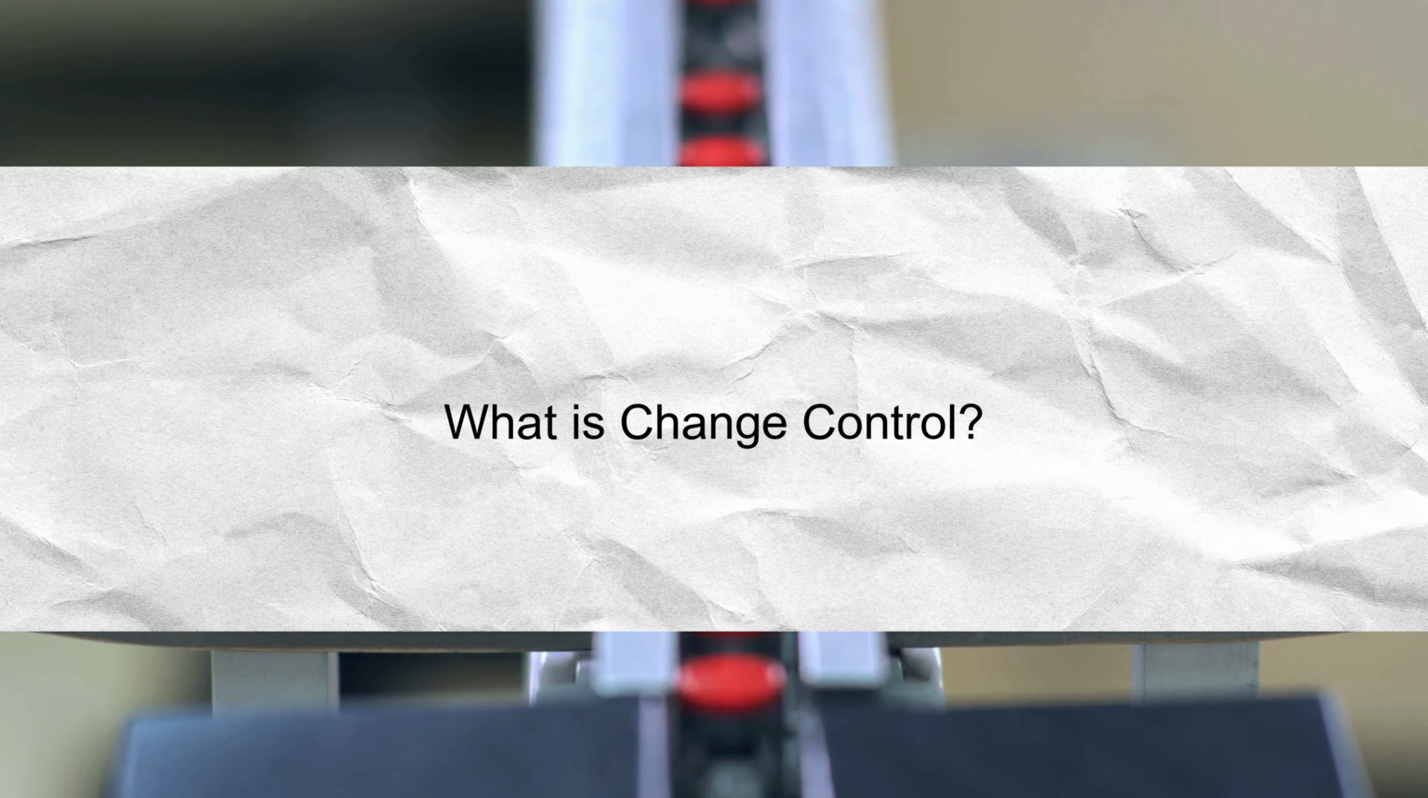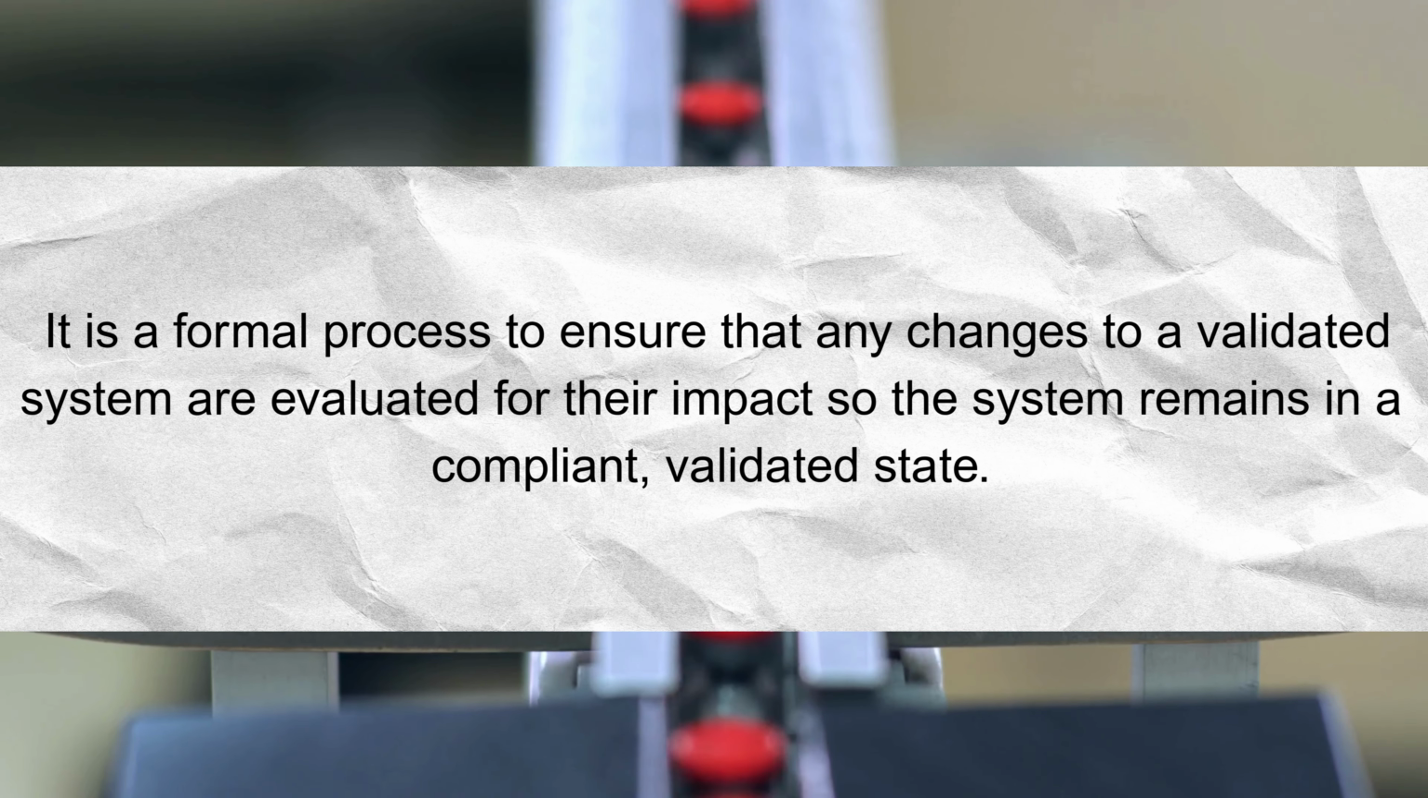Number 13. What is change control? Change control is a formal quality process used to ensure that any modifications to a validated system don't unintentionally degrade its performance or compliance status. Before any change is made, an impact assessment is performed. If the change is significant, it may require a URS update and a round of re-qualification to ensure the validated state is maintained.